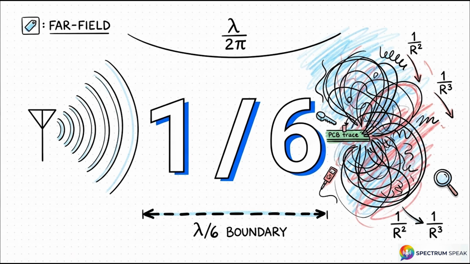So cross this invisible line, meaning you get closer to your board than lambda over 6, and you are officially inside the near field. Out here, the fields absolutely do not decay at that simple 1/r rate anymore. Instead, the reactive near-field components drop off incredibly fast, at rates of 1/r squared and 1/r cubed. The energy isn't just radiating away. A lot of it is just being stored and bounced right back to the source.